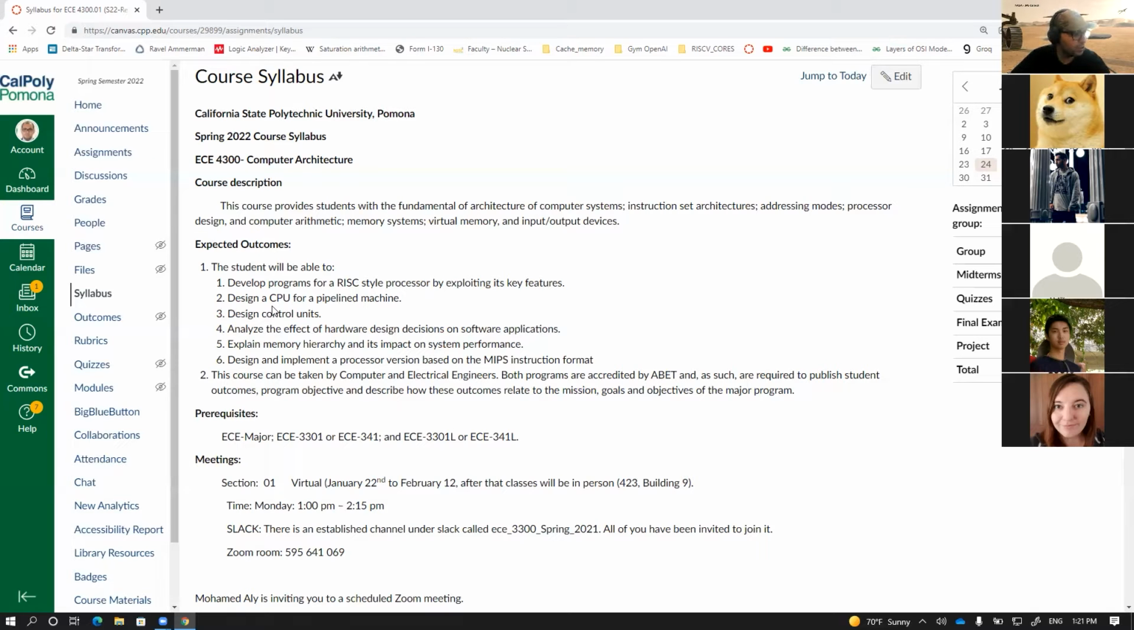You will be able to describe and explain what memory hierarchy is, why it is important to have a hierarchy in the memory instead of having one big table, and the impact on the system. And also you will be able to implement a version of the MIPS microprocessor, or one that will be working with the RISC-V RISC architecture.